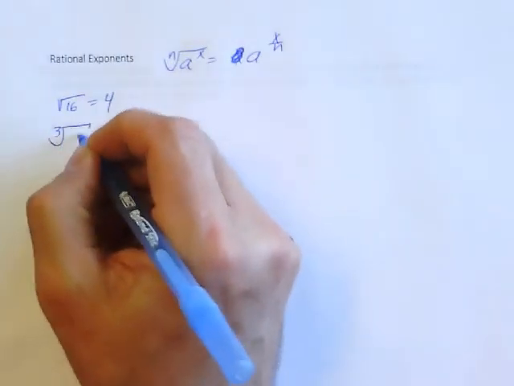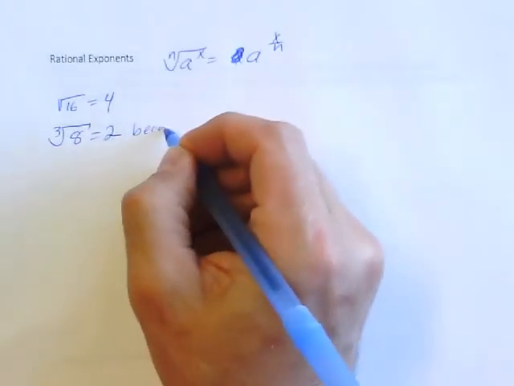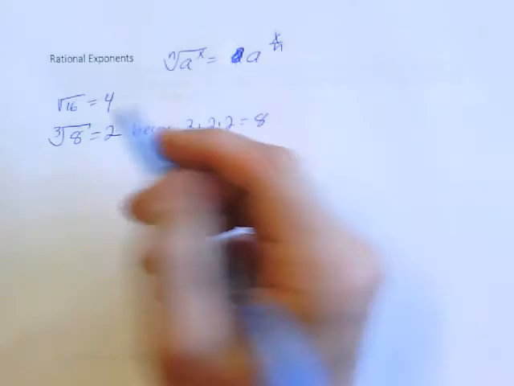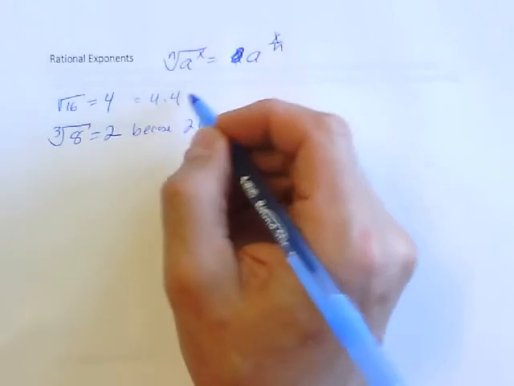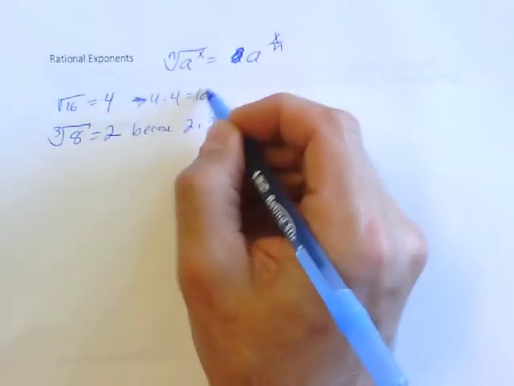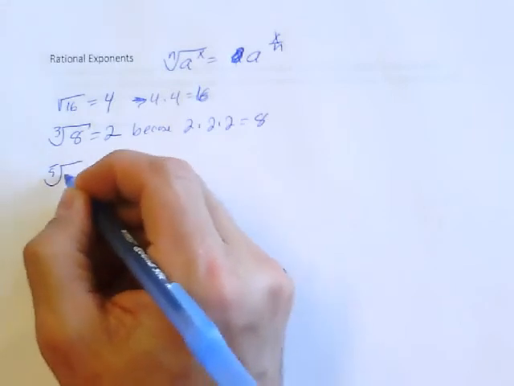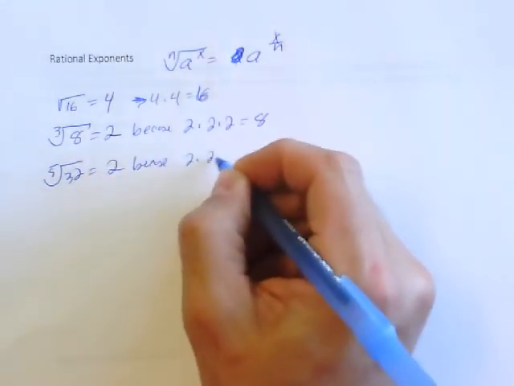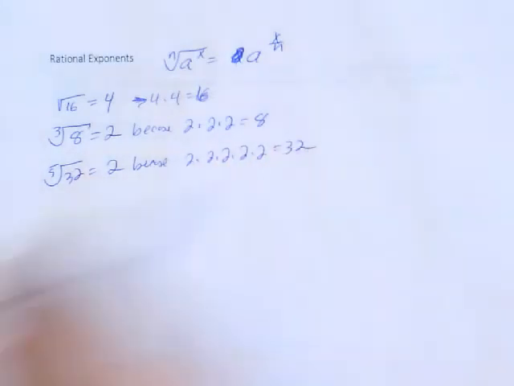All right, but there's roots other than square roots, like there's cube roots. Like the cube root of 8 is 2, because 2 times 2 times 2 is 8. Square root of 16 is 4, because 4 times 4 is 16. So, like if you did something like the fifth root of 32 is 2, because 2 times 2 times 2 times 2 times 2, 1, 2, 3, 4, 5, is 32.